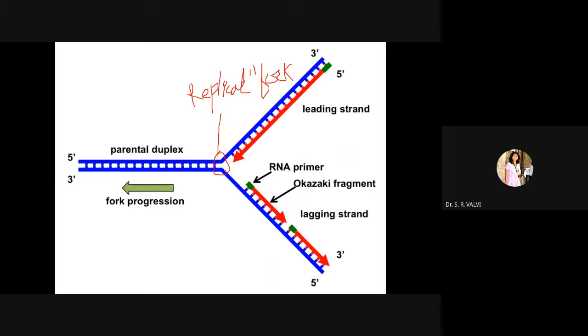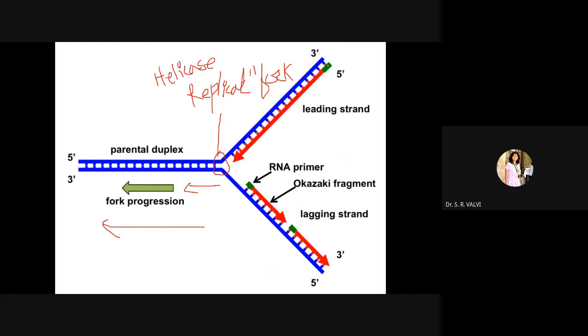Which enzyme helps? Helicase. So what does helicase do? Helicase enzyme breaks the hydrogen bonds between the nitrogenous bases, right? And the replication fork helps to carry out the replication process in a DNA molecule. So this replication fork will move. See here, I have also mentioned this part, right? So this fork progresses in this way, right?